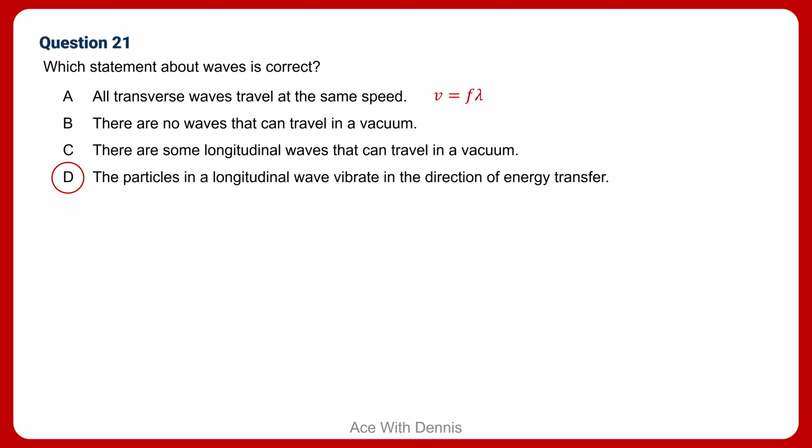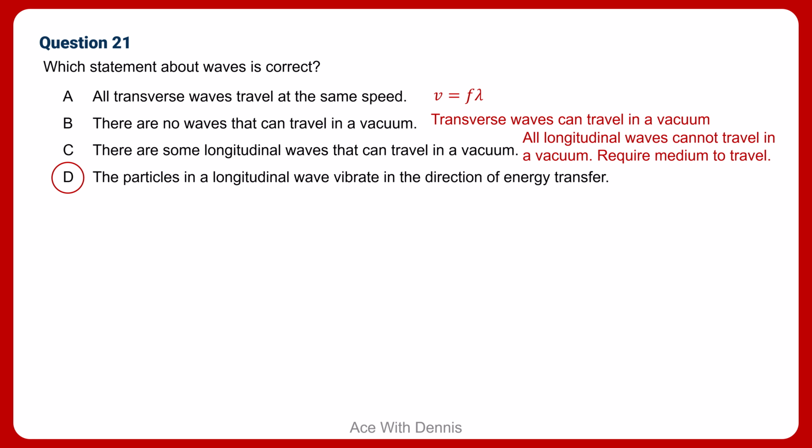For option B, there are no waves that can travel in a vacuum, this statement is not correct because transverse waves can travel in a vacuum. Option C is also incorrect. Longitudinal waves cannot travel in a vacuum because they require a medium to travel. Hence, there is only one correct statement, which is option D. The particles in a longitudinal wave vibrate in the direction of energy transfer.